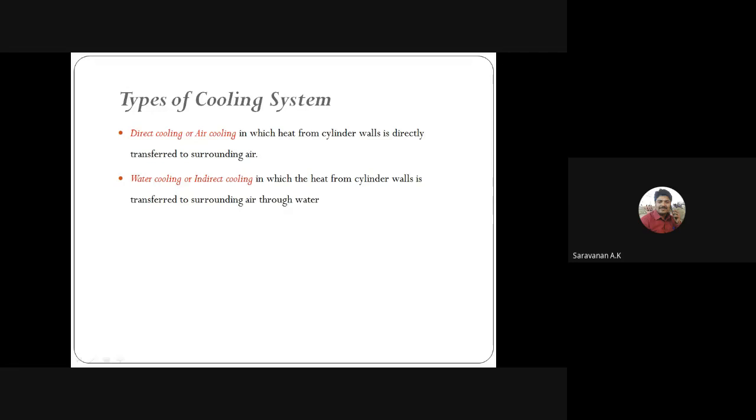We have to classify the cooling system of IC engines broadly into two categories. One is direct cooling or air cooling, and the second one is water cooling or indirect cooling. So, direct cooling and indirect cooling.